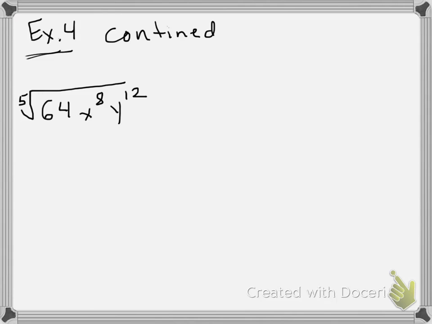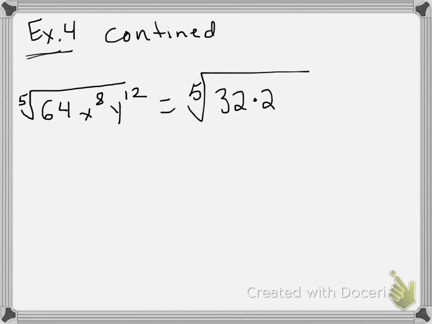Alright, another part of example 4. We have the fifth root of 64x to the 8 y to the 12th. So we're allowed to rewrite this. Let's look at that, 64. So I'm trying to find a number that can be a perfect fifth power. So we know that 64 can be broken down, and this could be kind of guess and check until you get to know some of these. But we're allowed to break this up into 32 times 2.